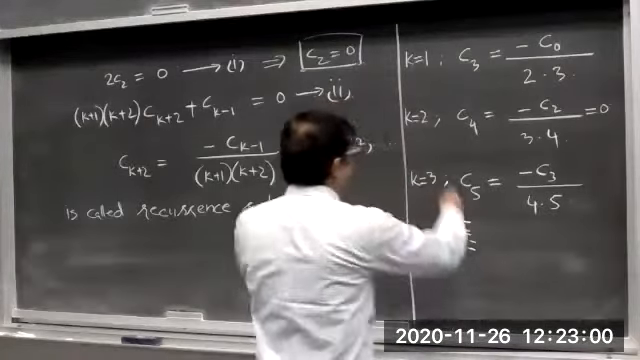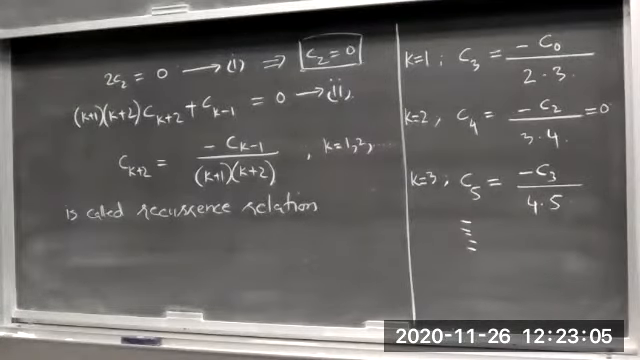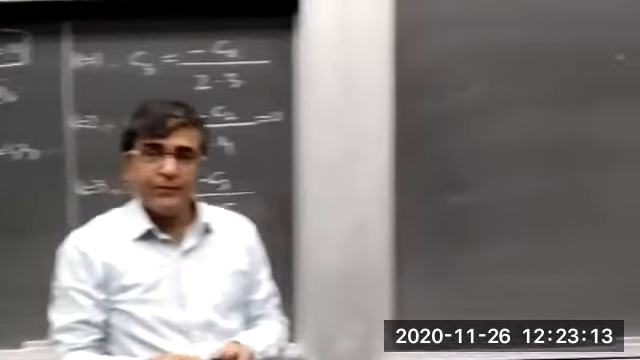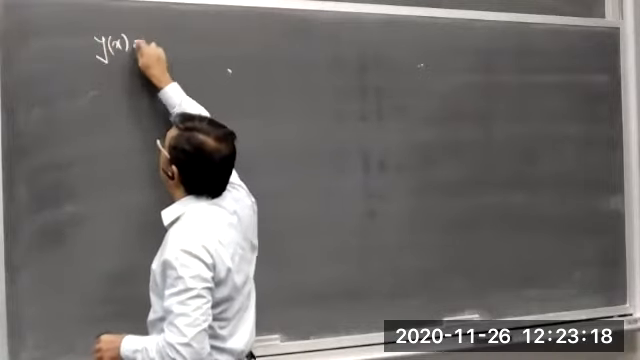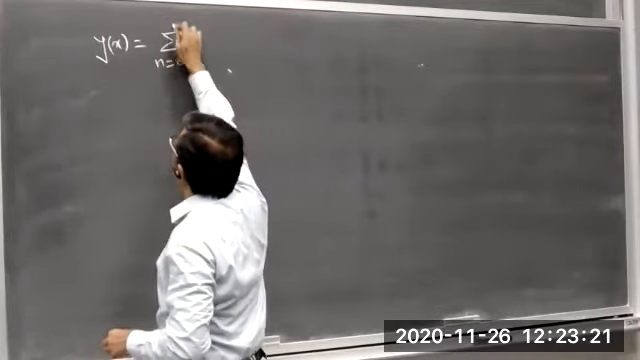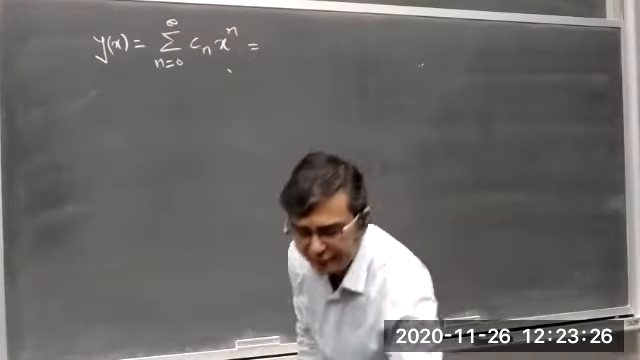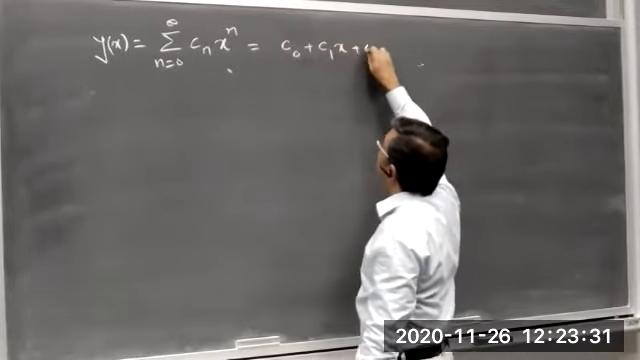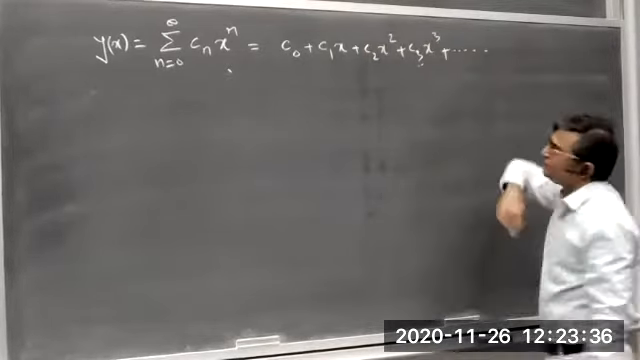If we find 8 to 10 constants here, then we can write the series. What was the initial assumption of the series? We assumed that the series y of x is equal to the summation n from 0 to infinity, cn x power n. And if we open the summation here, we obtain C0 plus C1x plus C2x square plus C3x cube plus so on.